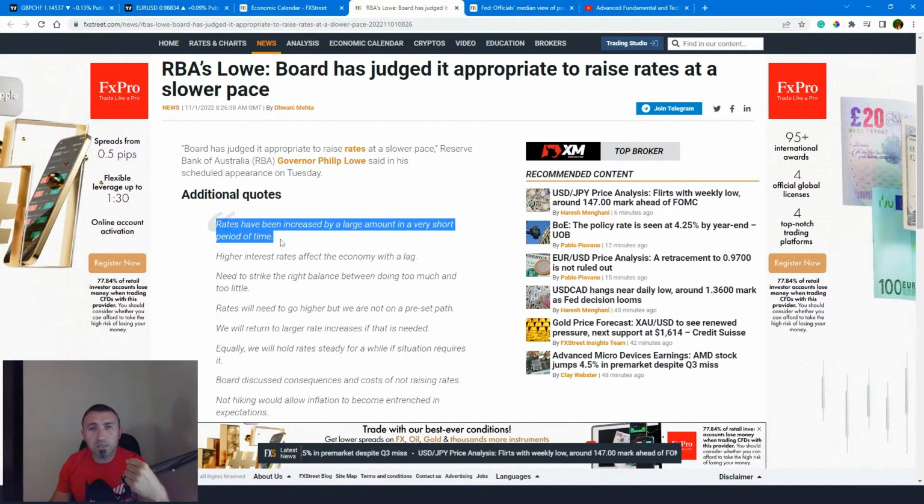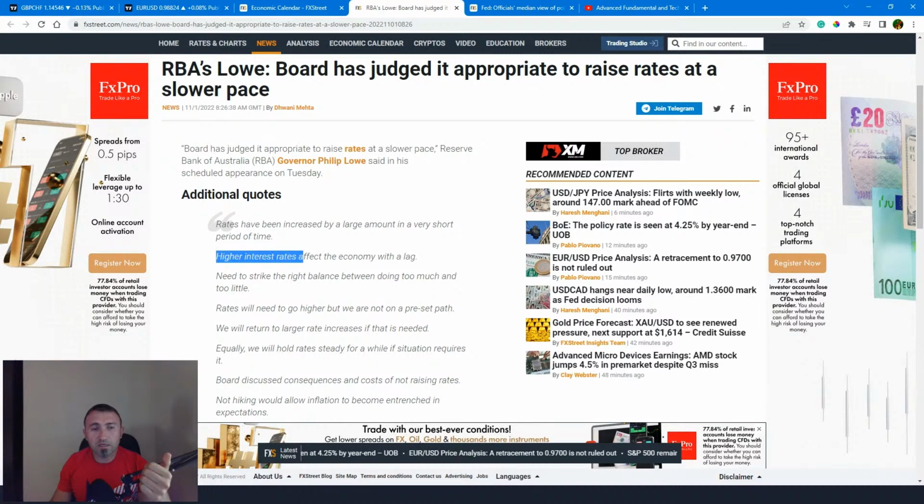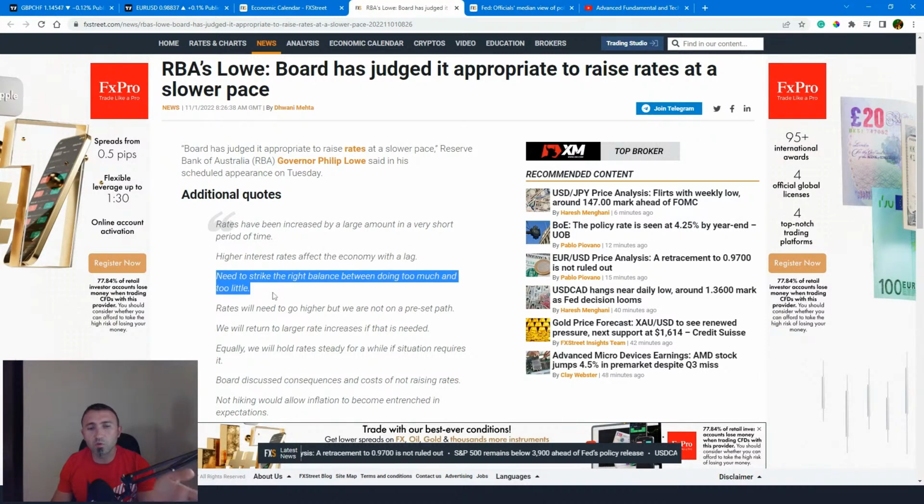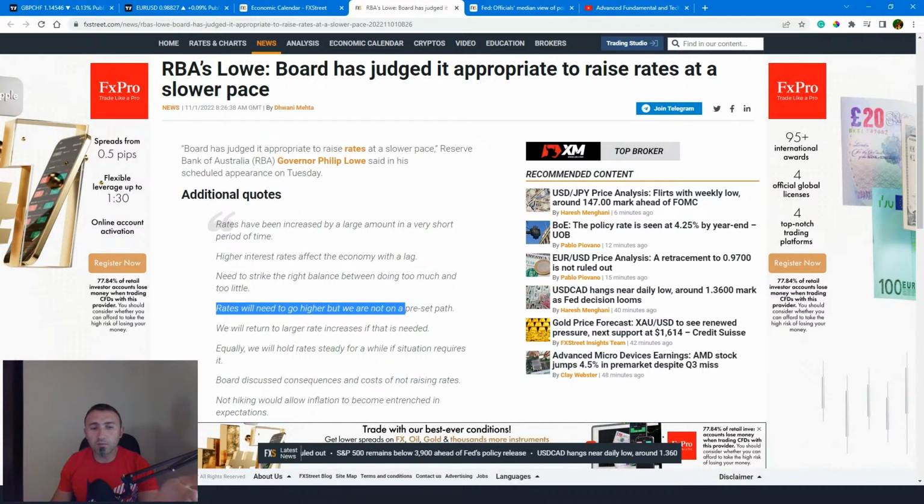But as we can see, the increase in interest rates has been approximately the same also for the USD. And as we know, the Fed doesn't like to increase the interest rates too much in this way. The next one is that higher interest rates affect the economy with a lag. So these are the problems that they are raising. Need to strike the right balance between doing too much and too little. Rates will need to go higher, but we are not on a preset path.